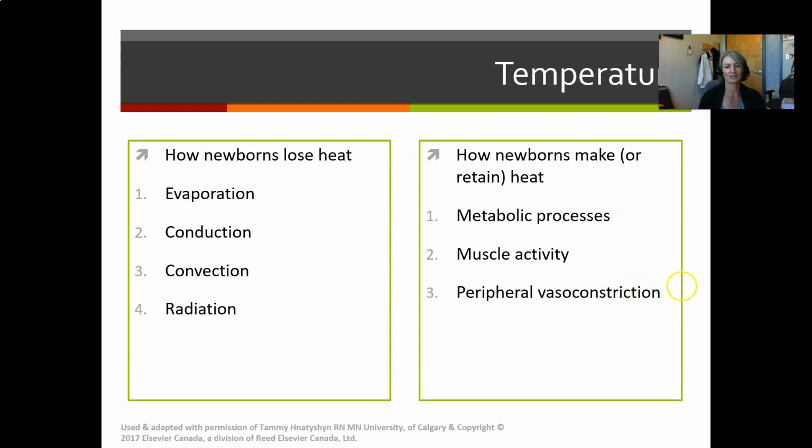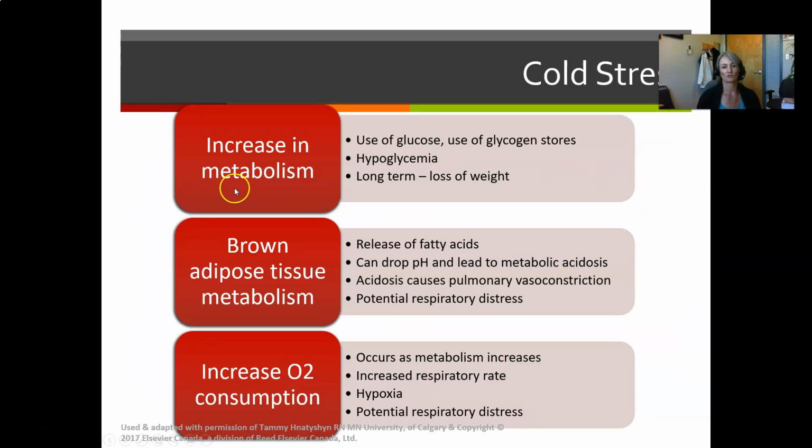So let's get them skin to skin. Let's get them covered up. Let's do something to warm them up. So cold stress is a real concern with our newborn, guys.